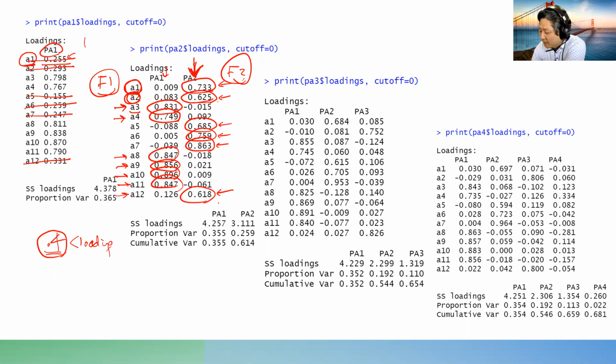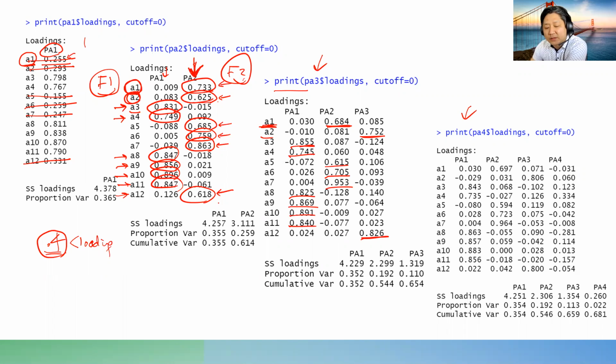Okay, and then we can see the third factor solution and fourth factor solution, and you can interpret them in the same way. So for example, this is pretty high, and this is pretty high. So you can evaluate the same way for different factor solutions.